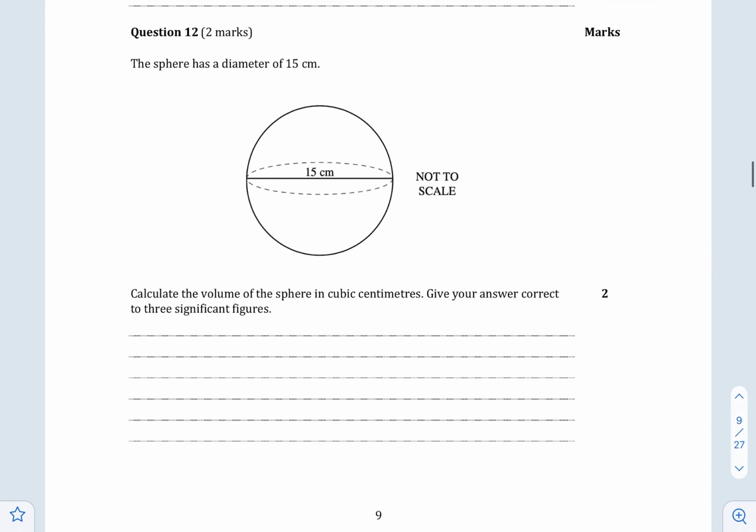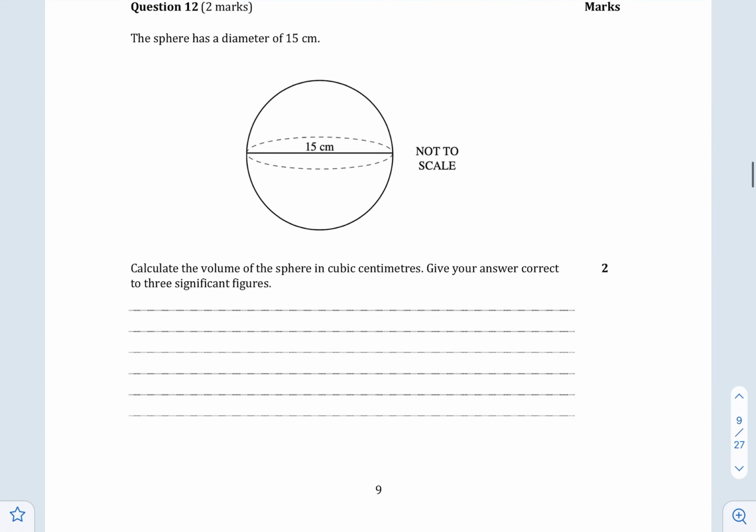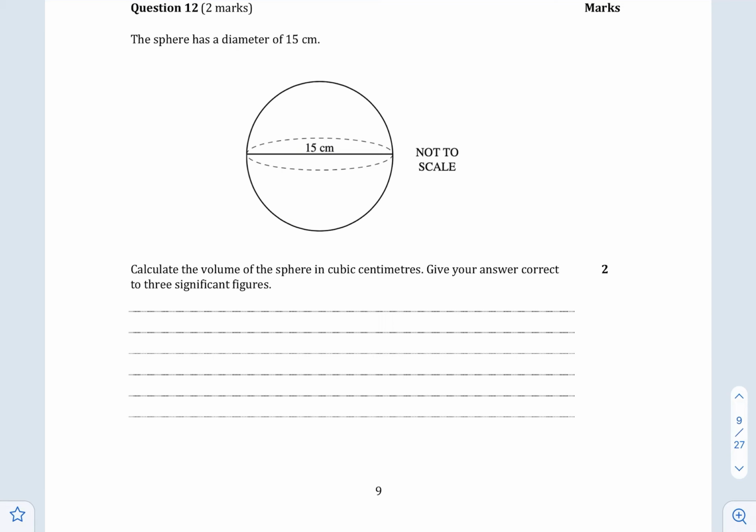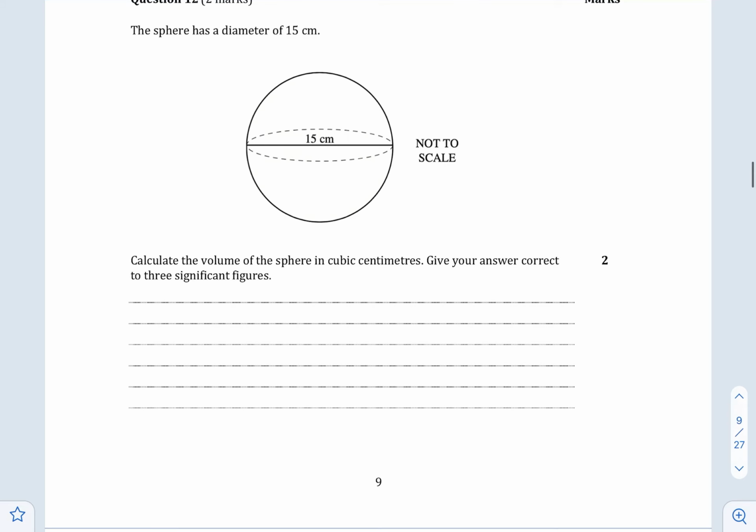Next, we have a sphere, diameter 15 centimeters. We need to find the volume in cubic centimeters. Give your answer correct to 3 significant figures. So first of all, the formula. The volume of a sphere is 4 on 3 pi r cubed. That's on the reference sheet. Then I need the radius. Now the diameter is 15 centimeters, so the radius is half of that, which is 7.5.